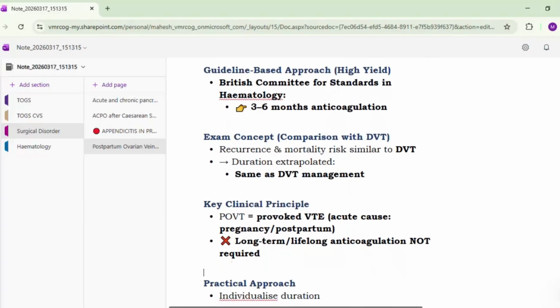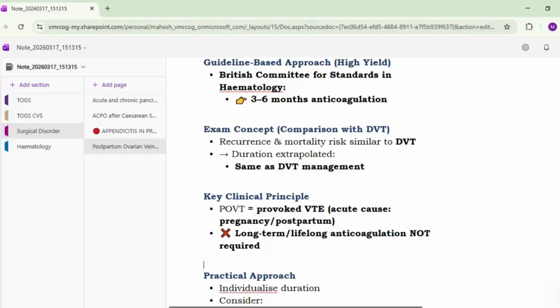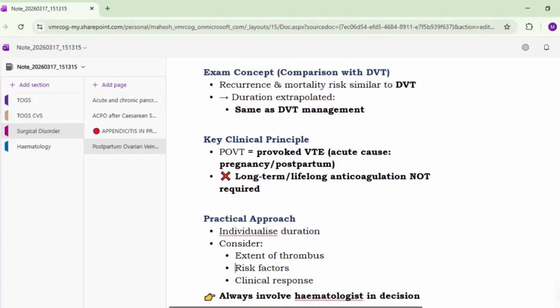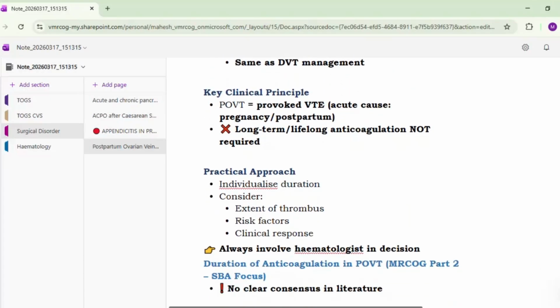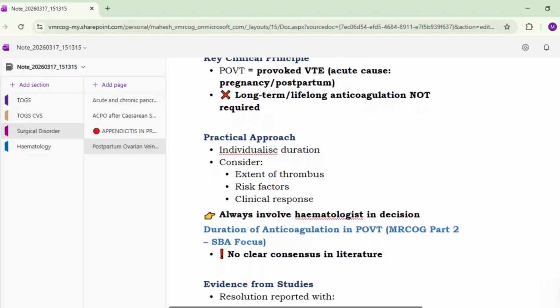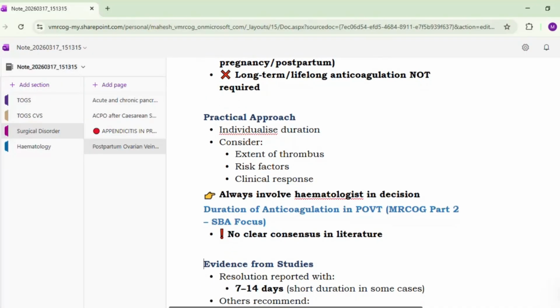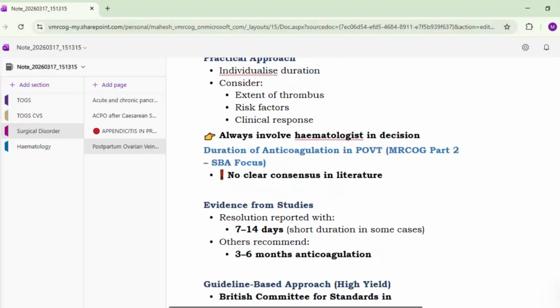Okay. In comparison to DVT, recurrence and mortality risk is similar to DVT, and duration of treatment is the same as DVT management. So the take home message is that postpartum ovarian vein thrombosis is almost similar to DVT. Long-term or lifelong anticoagulation is not required. You need to manage this particular case in the peripartum period. Practical approach is to individualize the duration, consider the extent of thrombus, look into the risk factors and the clinical response, and always involve the hematologist in the decision making.